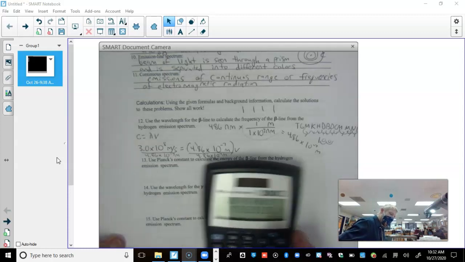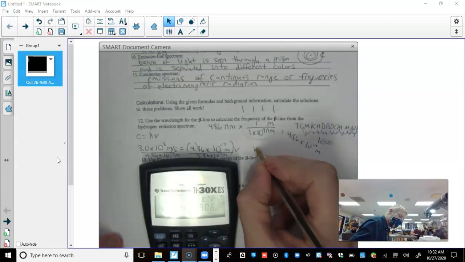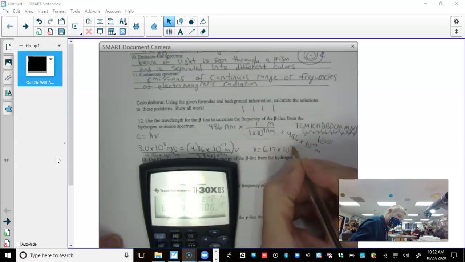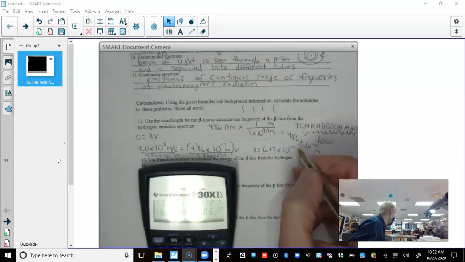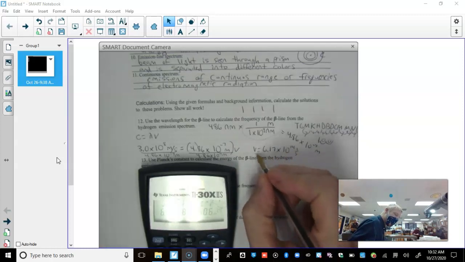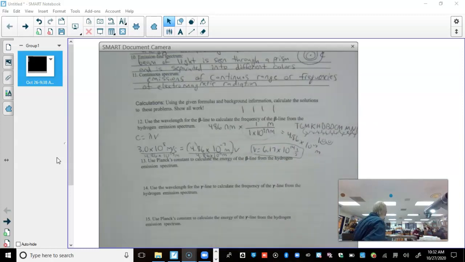All right, there we go. 6.17 is my frequency times 10 to the 14th, and it can be written as hertz or 1 over a second, whatever you're liking. Questions on that? Basically, that's how many wavelengths are happening in a second. That's a lot of wavelengths because they're super, super tiny.